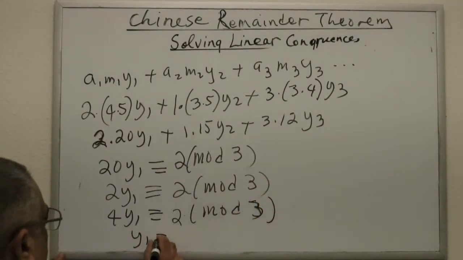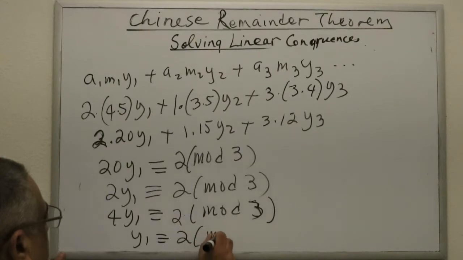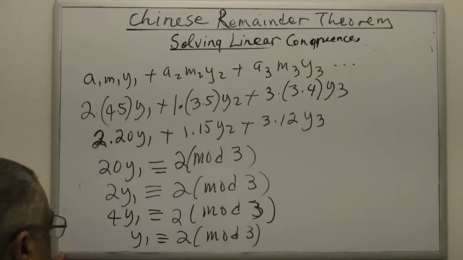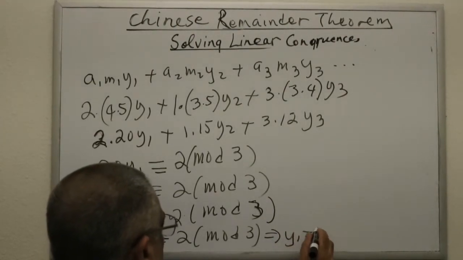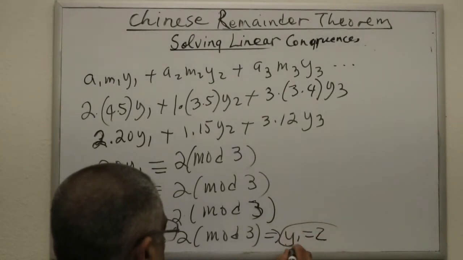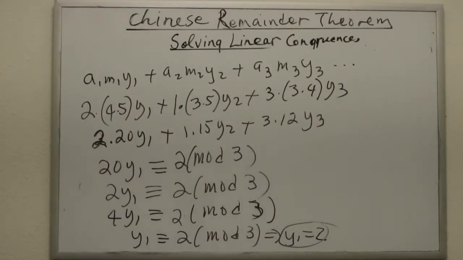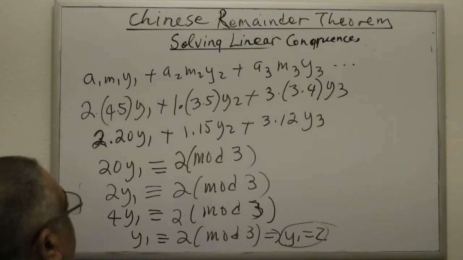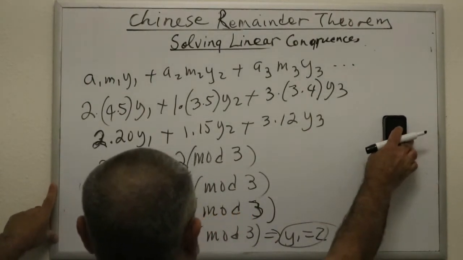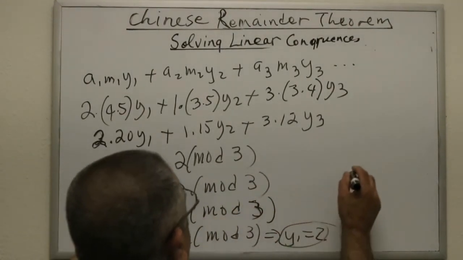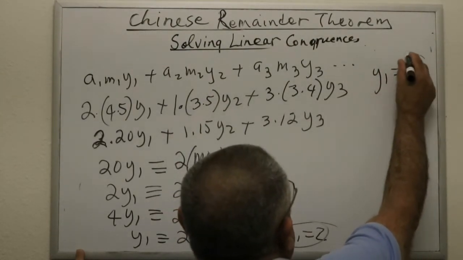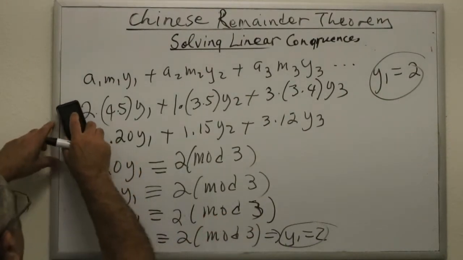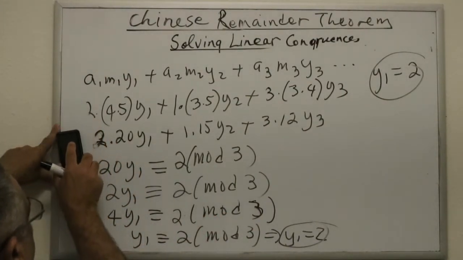So this is y1, 2 mod 3. So in this case, y1 is 3. y1 is actually 2, sorry. y1 is 2. So now I got y1. Now I'm trying to solve for the next value. So here, let me write these out. So y1 is actually 2. I'm going to save this. Now I'm going to continue with the next value.